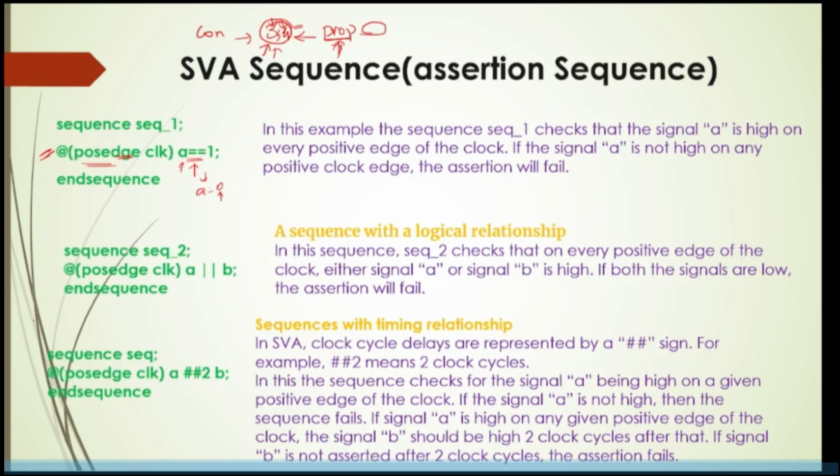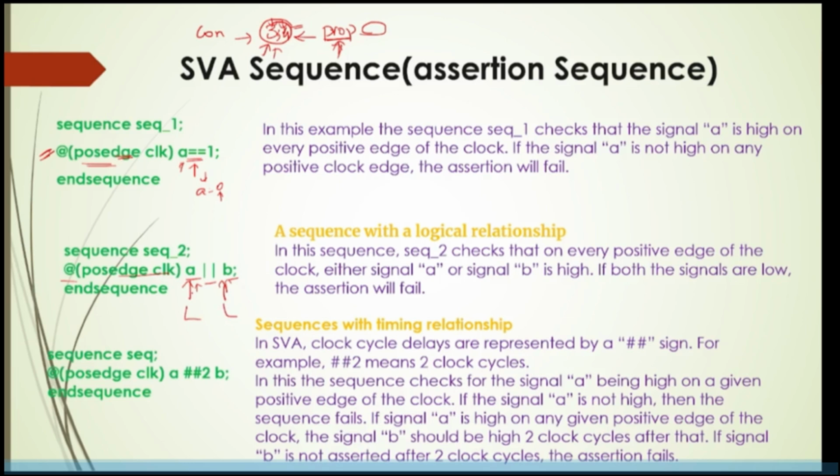Now if you have two inputs, and you want to check a condition that both the inputs should not be low, at least one input should be high, so that the particular logic will be happening. How are we going to write that? At the rate of posedge clock, a or b. This means either a or b should be high for every passage of clock. If both of these are low, then the assertion fails.